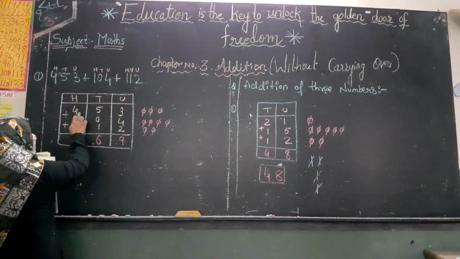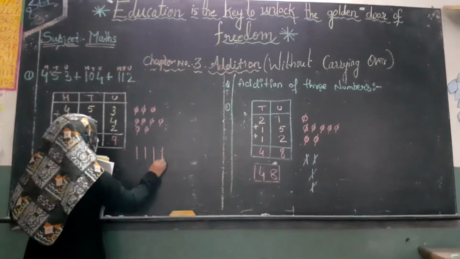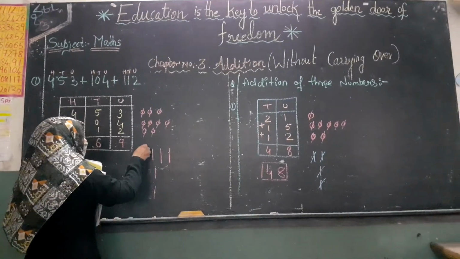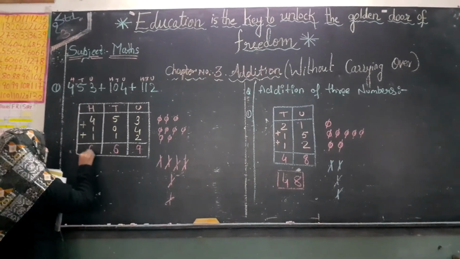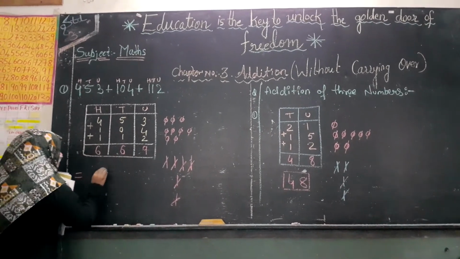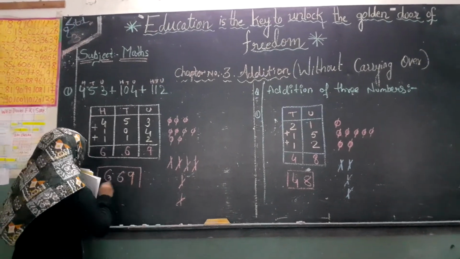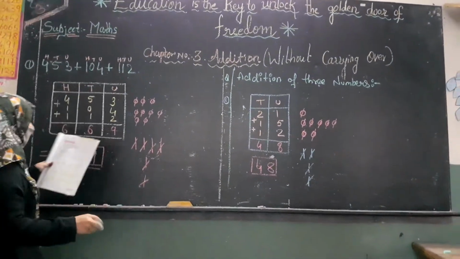Now here is 4, so we will draw 4 lines: 1, 2, 3, 4. Then 1, then 1. So 1, 2, 3, 4, 5, 6. We got 6. So the answer is 669. Okay. Have you understood this 3-digit number solving?